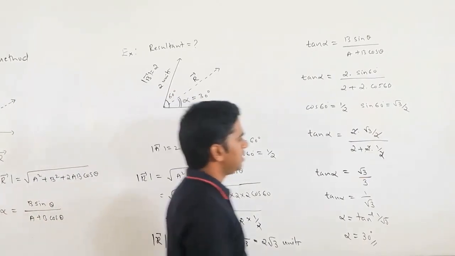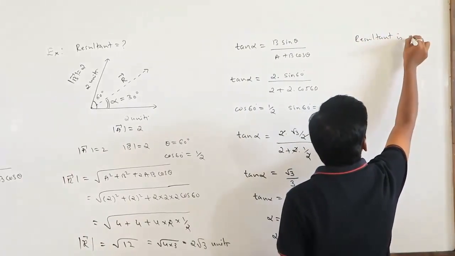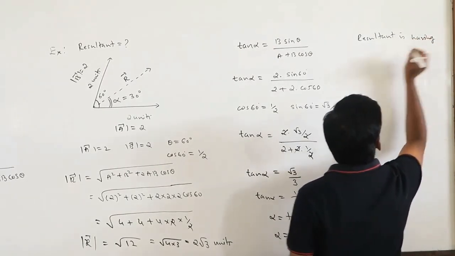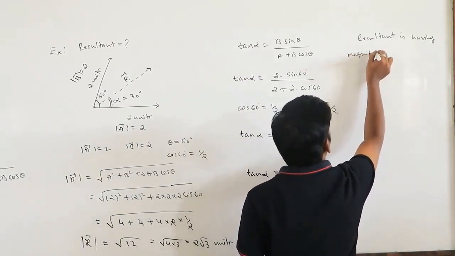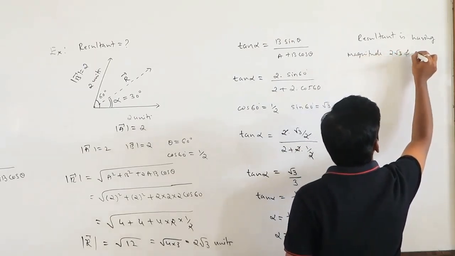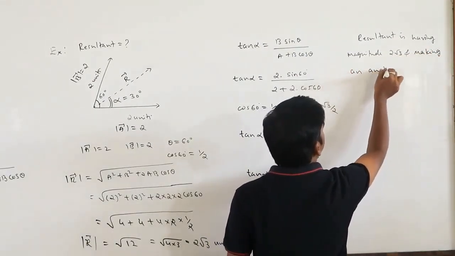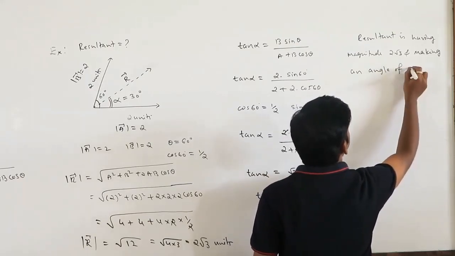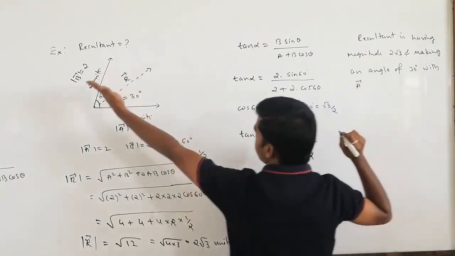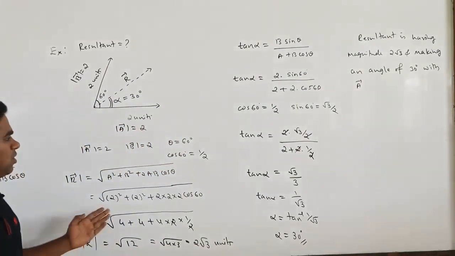So the resultant is having magnitude 2 root 3 and making an angle of 30 degree with A vector, or you can take with B vector. Okay. So this is what the resultant we got. Like this we have to solve the problem.